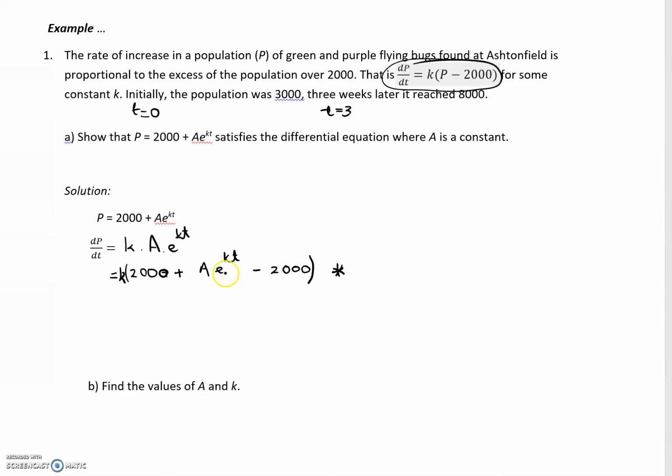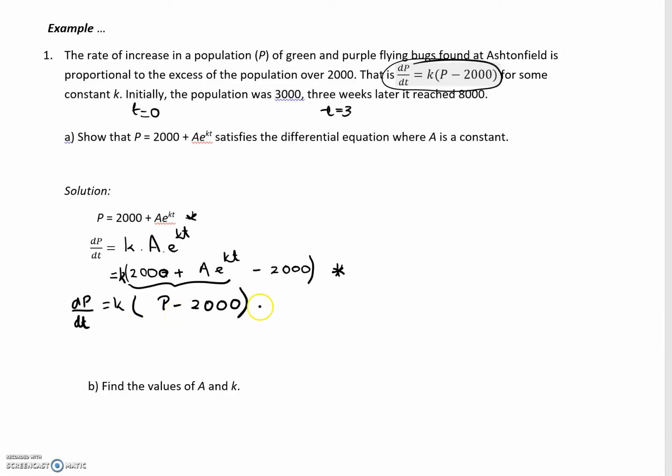Now, you may be able to see why I did that. We've got k outside of this part inside the bracket. 2000 plus Ae to the kt is just P. And so we get P minus 2000 in the bracket, which looks like our differential equation.